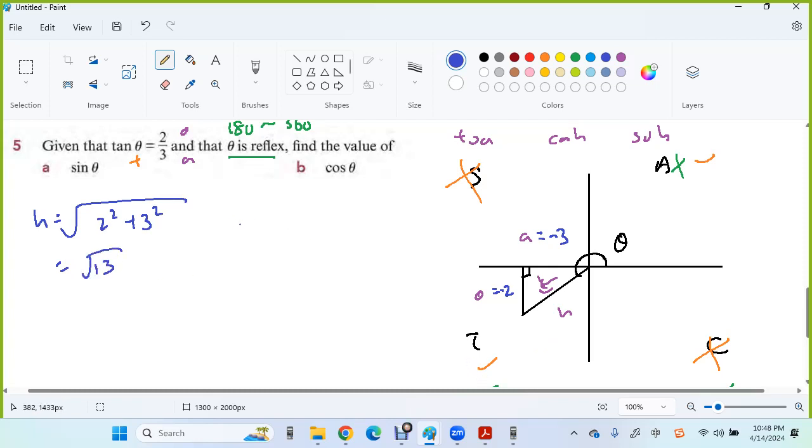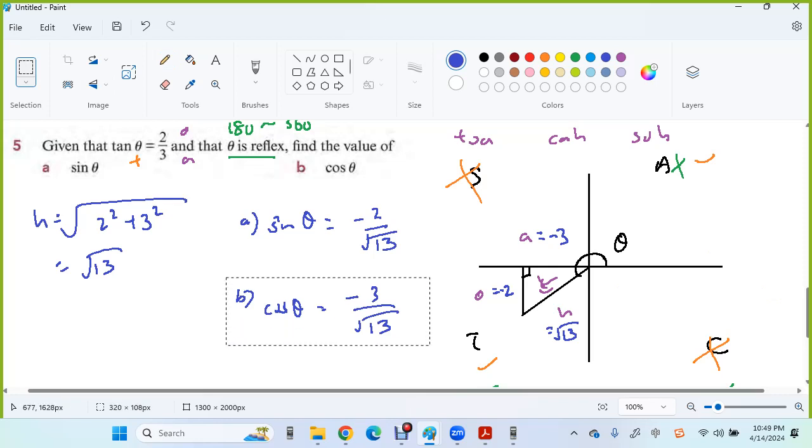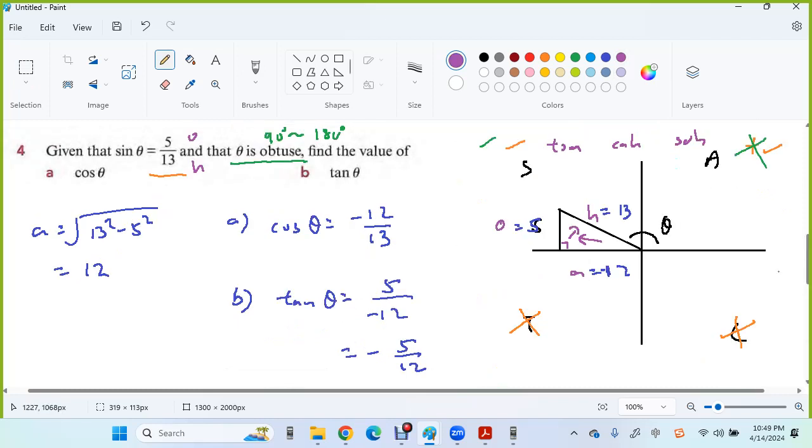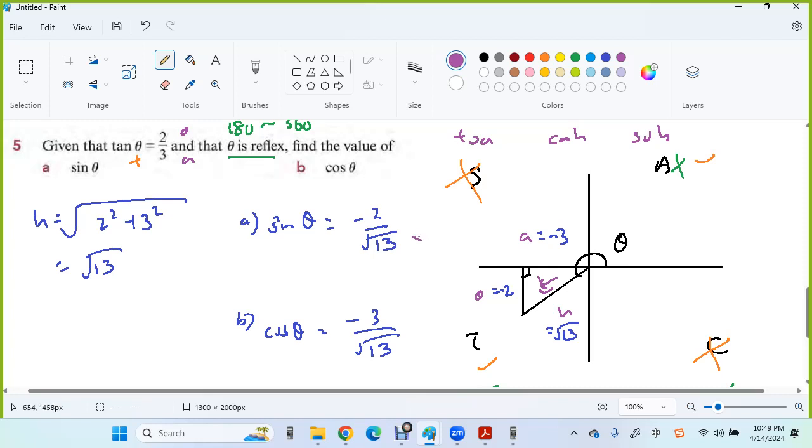Okay, so we want to find sine theta. So we know that sine theta and cos theta will be negative, so sine is negative 2 over square root 13. Yes, it's negative. And then we have cos theta, adjacent over hypotenuse, negative 3 over square root 13. Yes, it is negative. But these two can't be the final answer, as we don't want to have a negative at the denominator part, and we don't want to have the surd at the denominator part.